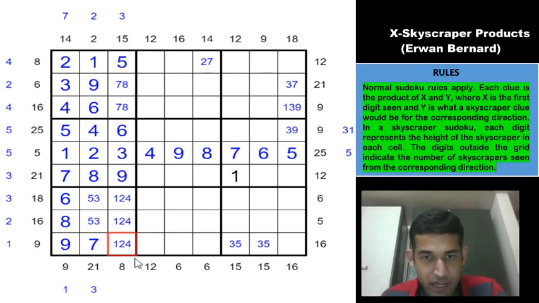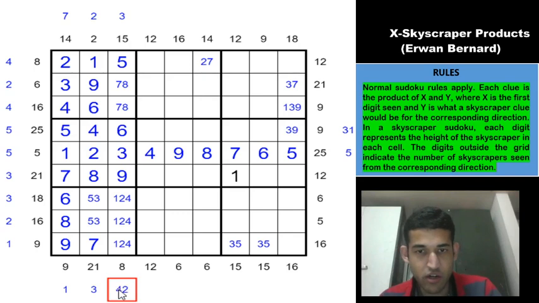Okay, you have an 8 clue here, which means that if you have a 1 here, this must be an 8. If you have a 2, this must be a 4. And if you have a 4, it must be a 2, right? But you have 9 in the 4th cell from that direction, which means that the skyscraper clue can be maximum 4. It can never be 8, so it can only be 4 or 2. And correspondingly, this can be 2 or 4.